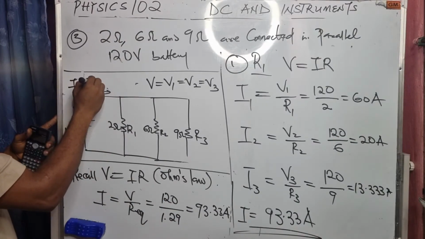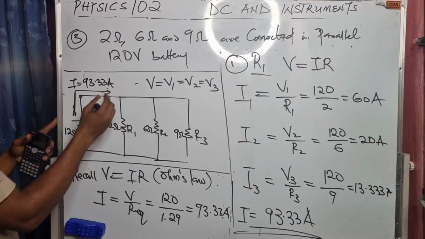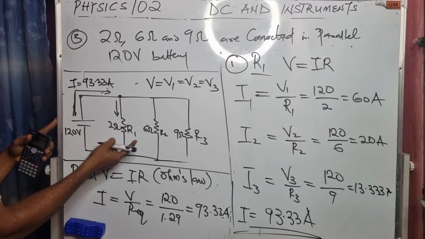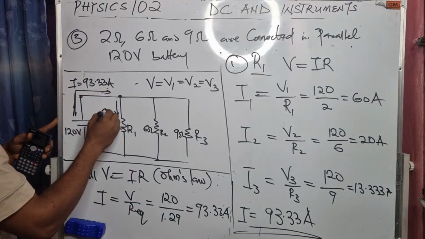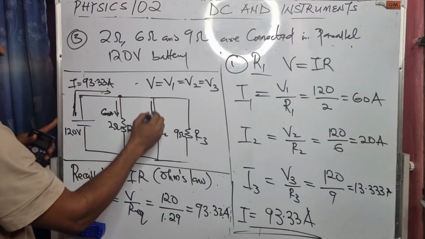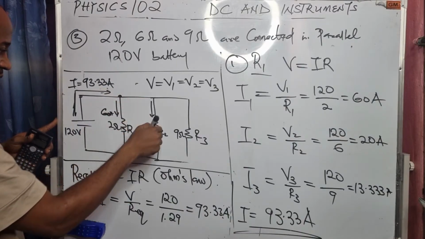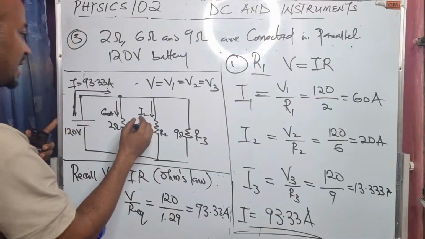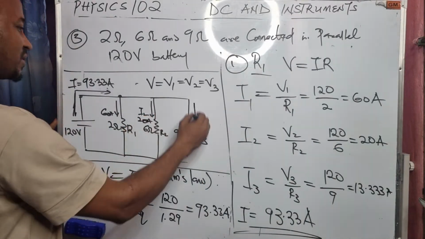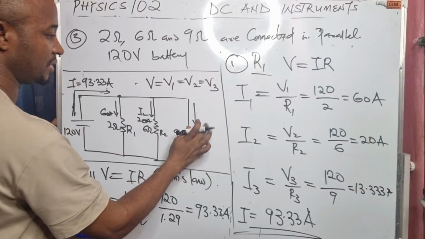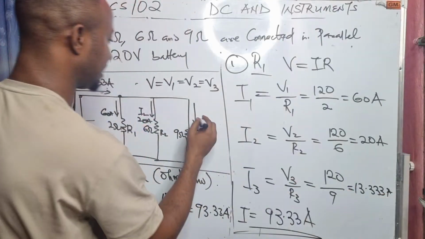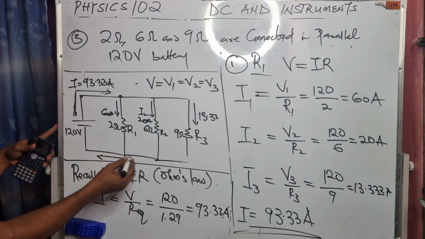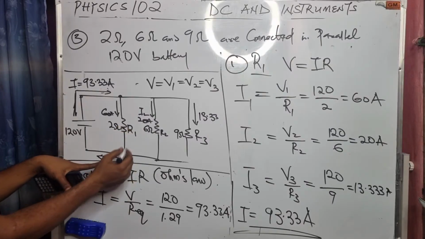What that means is that the current that flowed through the circuit here is 93.33 ampere. When the current gets to this junction, it splits. The current that flows through R1 is 60 ampere, right? When the current gets to this point, it splits as well. It continues and it splits. Here we have our I2. Current here is 20 ampere. When the current gets to this point, it also splits, right? The current that flows here is 13.33. So when this current gets to this point, they will all meet at this point.